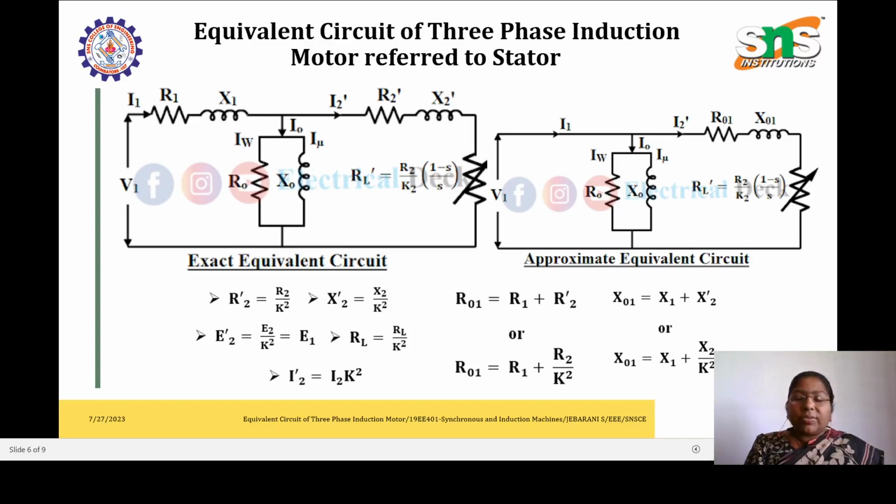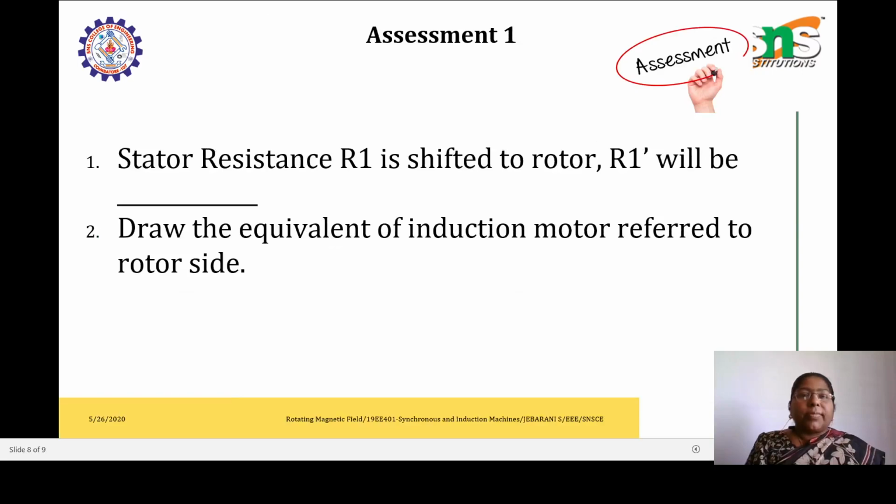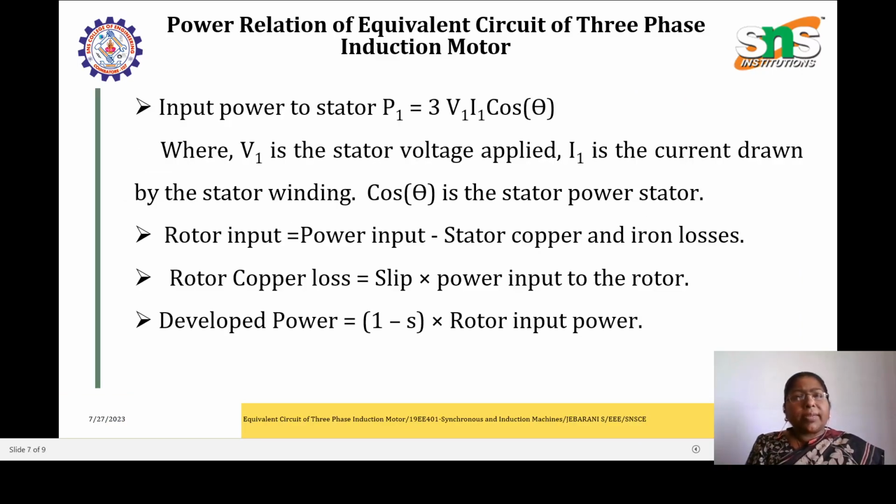Whatever transformation you do here can be done by shifting stator parameters to the rotor side also. That is also possible. Again, you will have changes when calculating your R1 dash value and I1 dash value. Sufficient correction has to be considered here. And whatever power relationship you have, the standard power relationship, it is going to be the same, provided you shift your stator parameters to the rotor side or rotor parameters to the stator side.